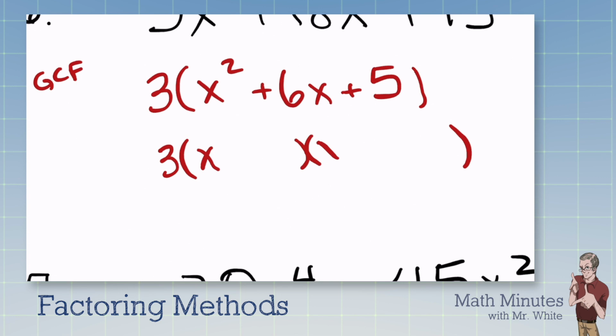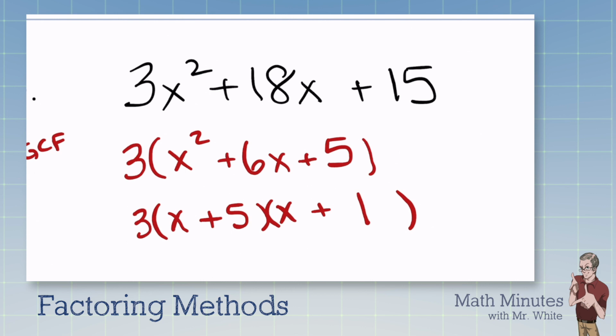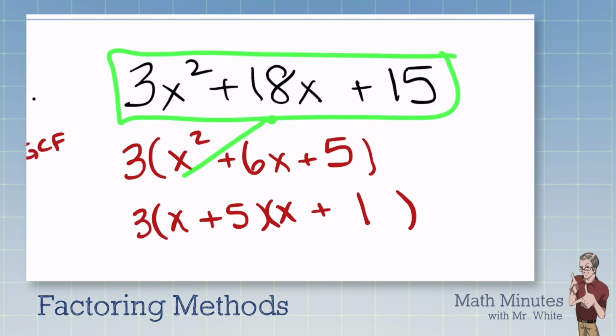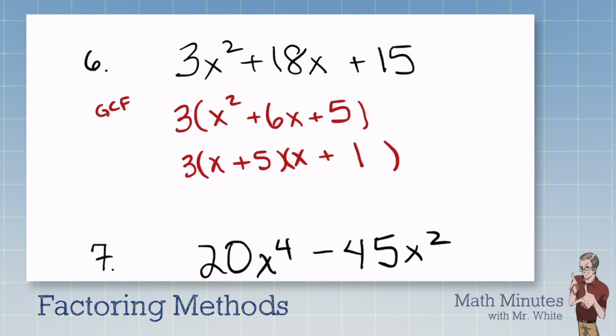So x times x multiplies to be x squared. All right, what multiplies to be 5 but adds up to be 6? Well, that's easy. 5 and 1. Look at that. So this original polynomial, 3x squared plus 18x plus 15, split into 3 factors. The number 3, x plus 5, and x plus 1. So those are called factors, and there were 3 of them hiding in there in that original problem.